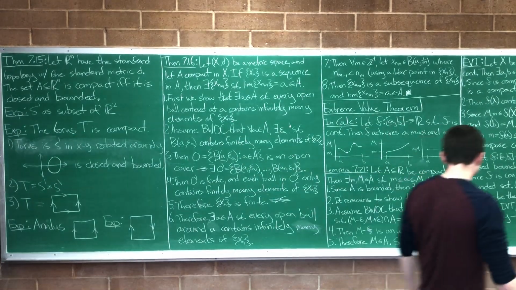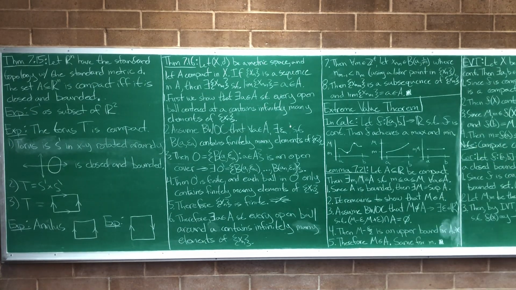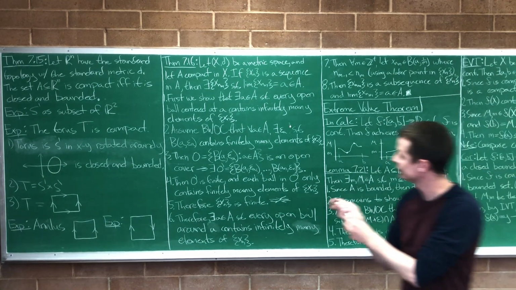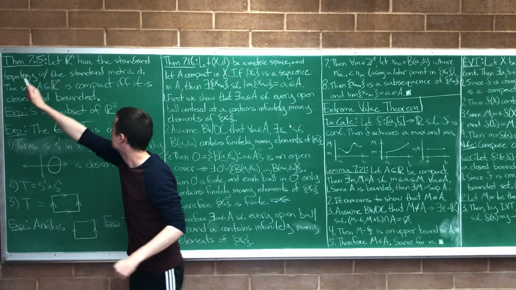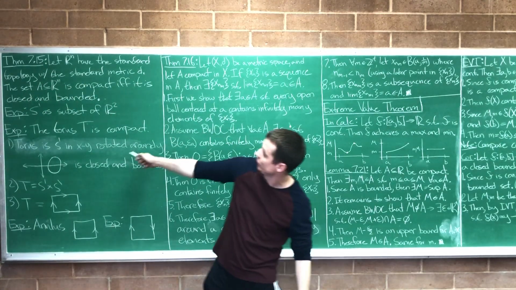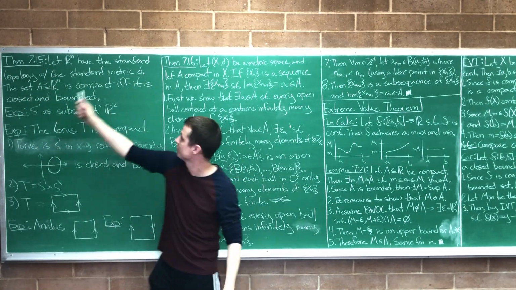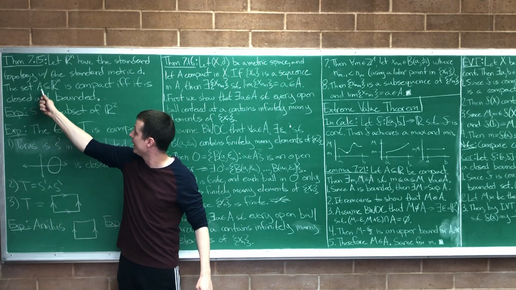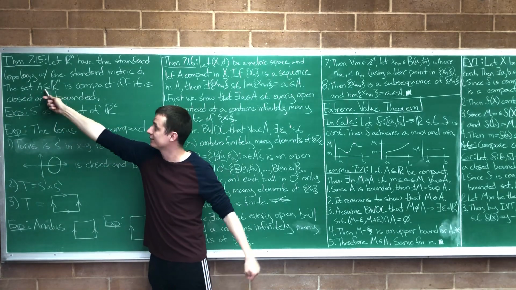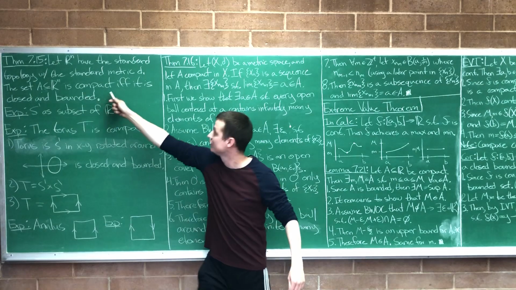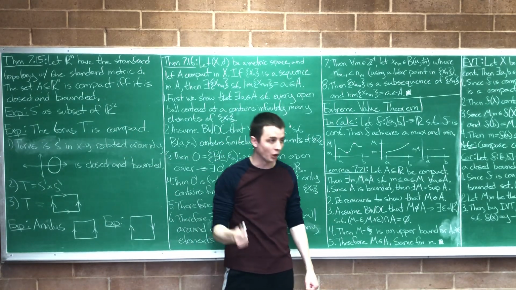Okay, so last week we just proved this theorem, so I wanted to reintroduce it. Let Rn have the standard topology with the standard metric D. Then the set A, a subset of Rn, is compact if and only if it's closed and bounded.